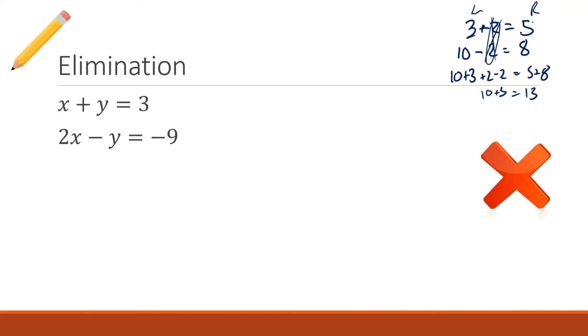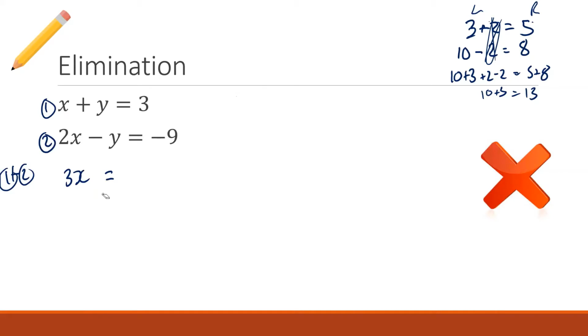So why is this an advantage for us? Well, because if you look at this equation here, I've got a plus y and a minus y. If this is equation 1 and this is equation 2, if I take equation 1 plus equation 2, what that means is I'm going to take x plus 2x, which is going to give us 3x. Positive y minus y, well, that's going to give me 0.